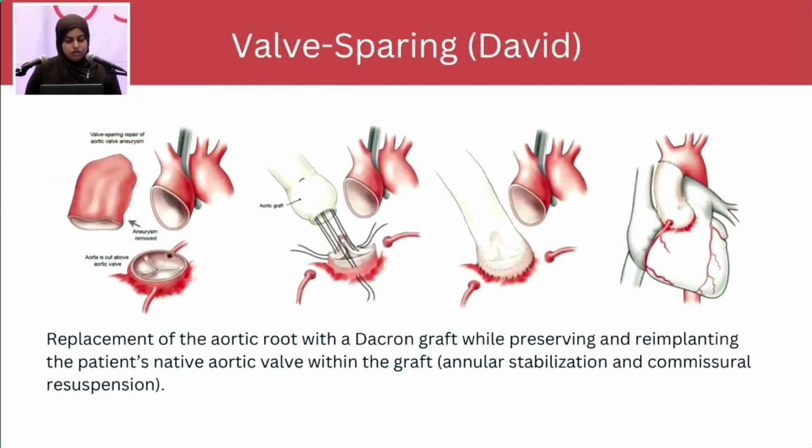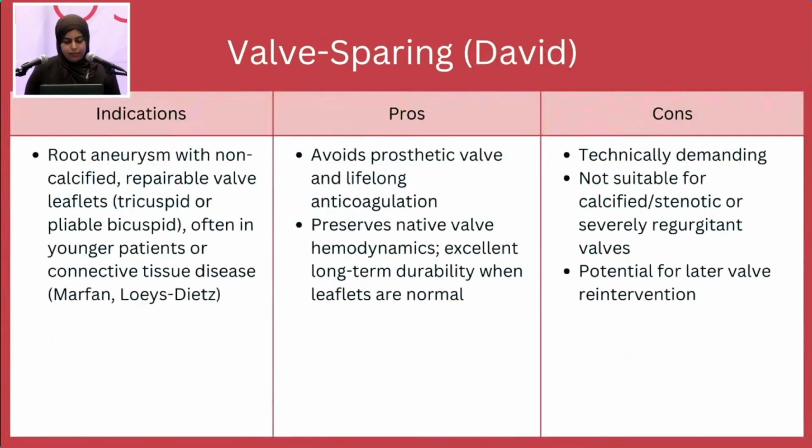The David procedure involves the replacement of the aortic root with a Dacron graft while preserving the patient's native aortic valve. The main advantage of the David procedure is the preservation of the aortic valve, avoiding prosthetic implantation and lifelong anticoagulation, while maintaining near normal valve hemodynamics and excellent long-term durability in appropriately selected patients. However, the procedure is technically demanding, is not suitable for calcified, stenotic, or severely regurgitant valves, and carries a risk of late valve dysfunction requiring reintervention.